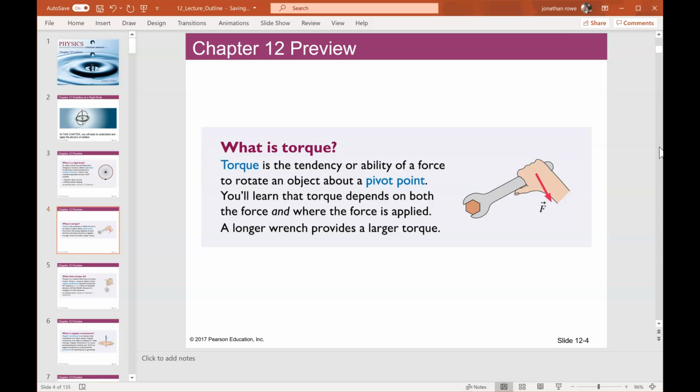What is torque? Torque is the tendency or ability of a force to rotate an object about a pivot point. You'll learn that torque depends on both the force and where the force is applied, as we said. A longer wrench provides a larger torque.